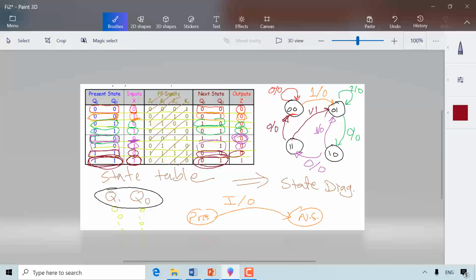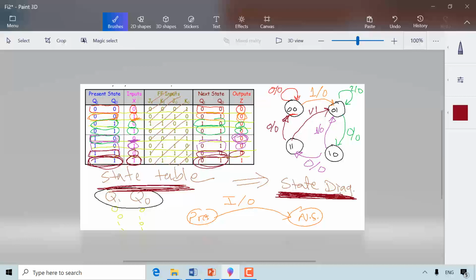This is the state diagram. This is the description of my circuit. This is the state table. This is the description of my sequential circuit. That is the result of the analysis. Your analysis ends up with a state table or a state diagram. They represent the same thing. Meaning, if I give you the state table, you have to be able to get the state diagram. If I give you the state diagram, you have to be able to get the state table. And this is the end of analyzing circuits. All other circuits are the same.